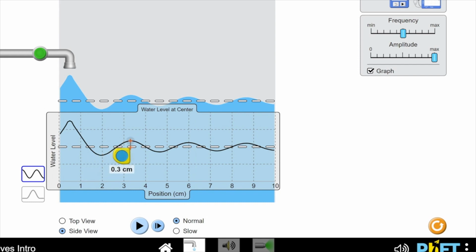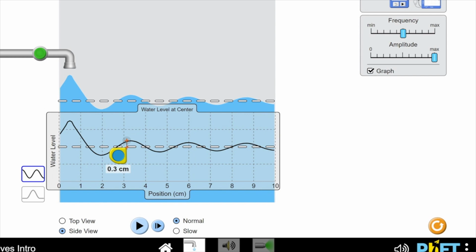Oh, I've just used a new word there. The peak is the top of the wave and the trough is the bottom of the wave. So they should be the same. You can see they're the same there. Okay. Another word for the peak is a crest of the wave.